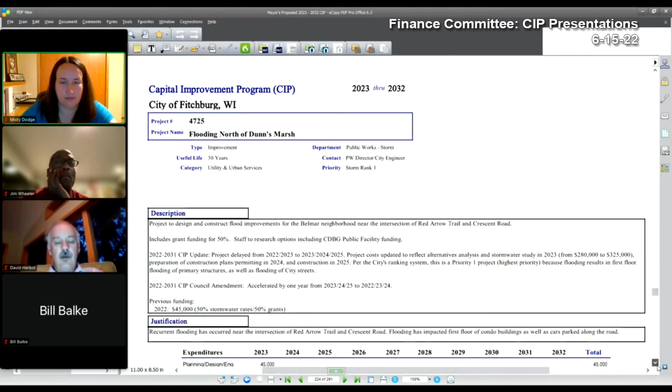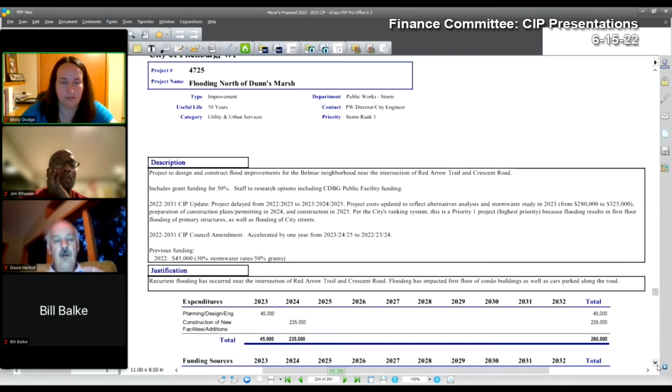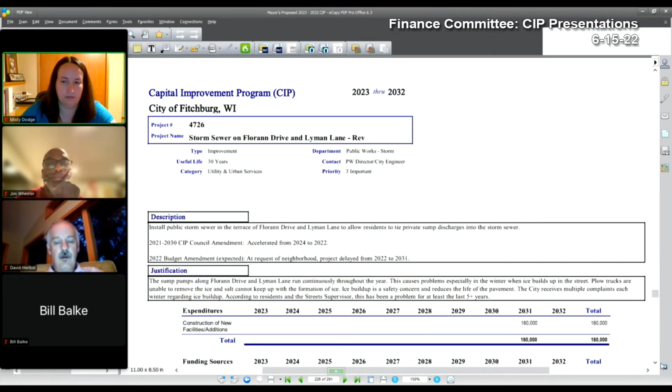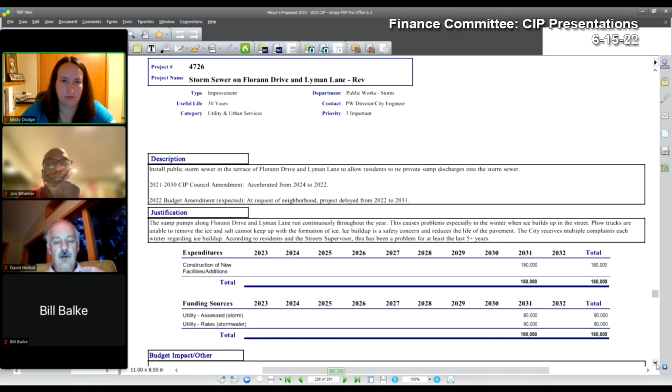4725, flooding north of Dunn's Marsh. This assists with flooding in Crescent Road, Red Arrow Trail area. A feasibility study is currently underway, design to occur in 22-23. This project also received congressional district spending appropriation for design. So this project was accelerated to capture that appropriation.